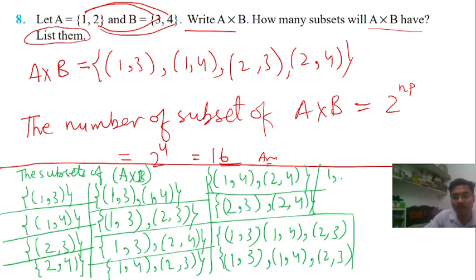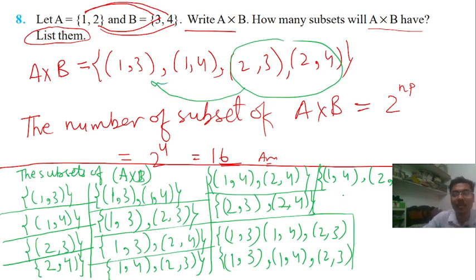That is 1 comma 4, 2 comma 3 and 2 comma 4. Now we will fix this and take this, because we already take these 3 elements together. So now we will take 1 comma 3 with 2 comma 3 and 2 comma 4. So that's how we write all the possible subsets of 3 elements.